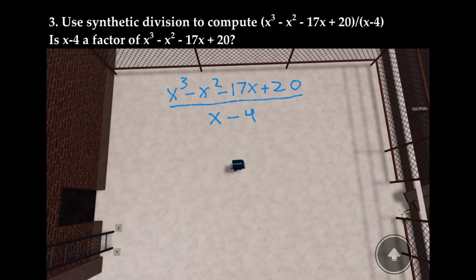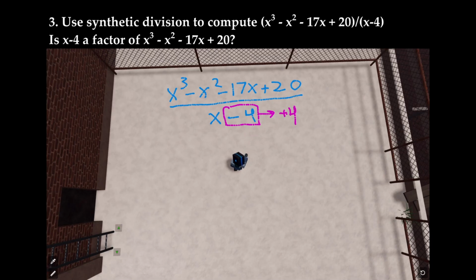In this problem, we have x to the third minus x squared minus 17x plus 20 divided by x minus 4. And we need to use synthetic division to quickly evaluate this. The first thing I want to point out is that because we have the denominator being in the form of x plus or minus a number, this is a suitable problem for synthetic division. And then now let's proceed with synthetic division. The first step is you take the number in the denominator and you change its sign. So that minus 4 becomes a plus 4 for the sake of synthetic division.